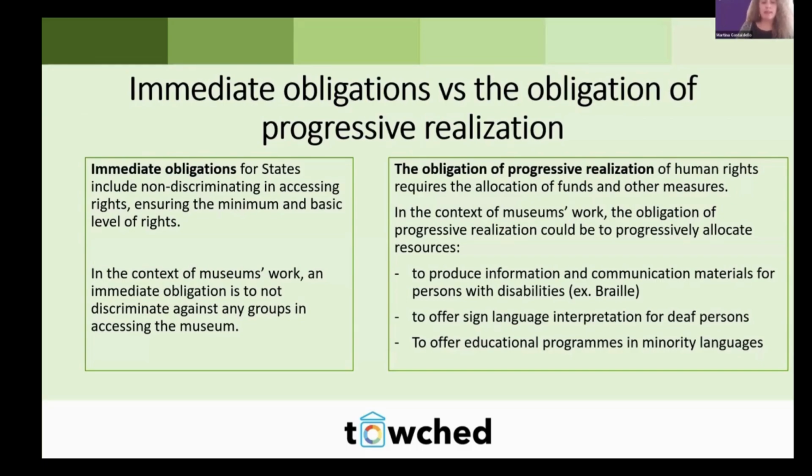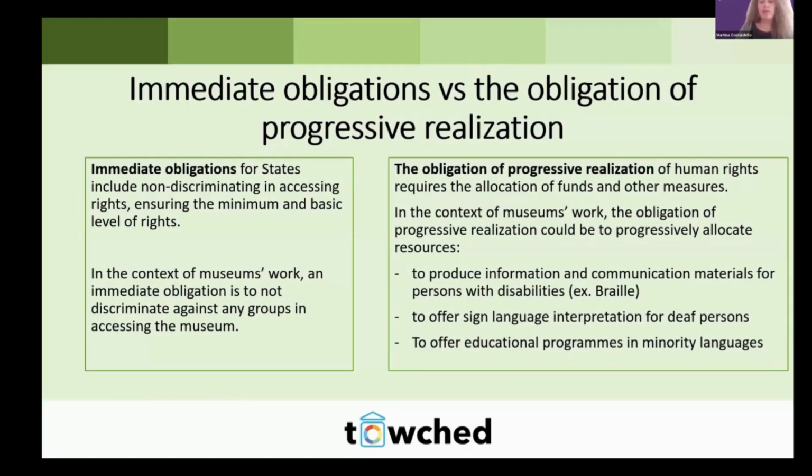So I also try to provide an example in the context of the work of the museums, and this would be an example of immediate obligation: for the museum to not discriminate against any group in accessing the museum. And when I mention any group, I refer again to persons with disabilities, to ethnic or linguistic minorities, to refugees, asylum seekers, migrants, or people living in rural areas, or persons of different gender identities, like non-binary people, and so on.